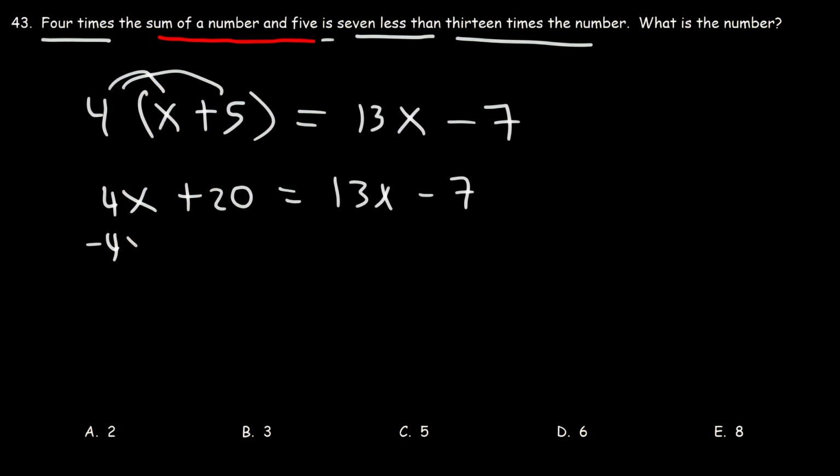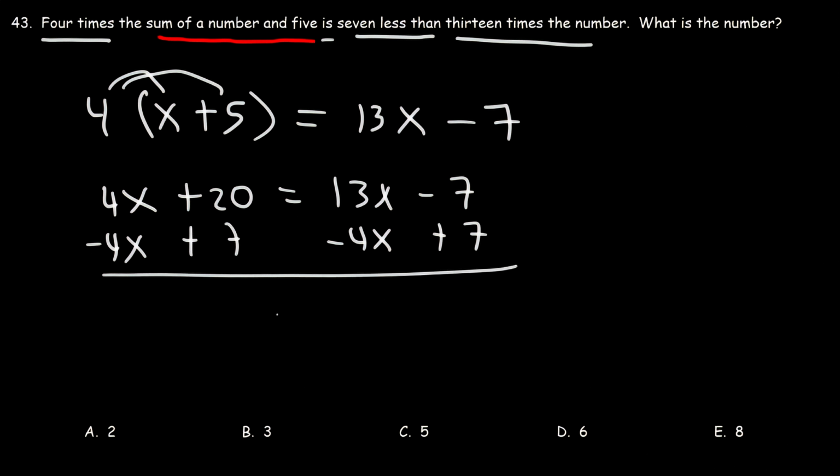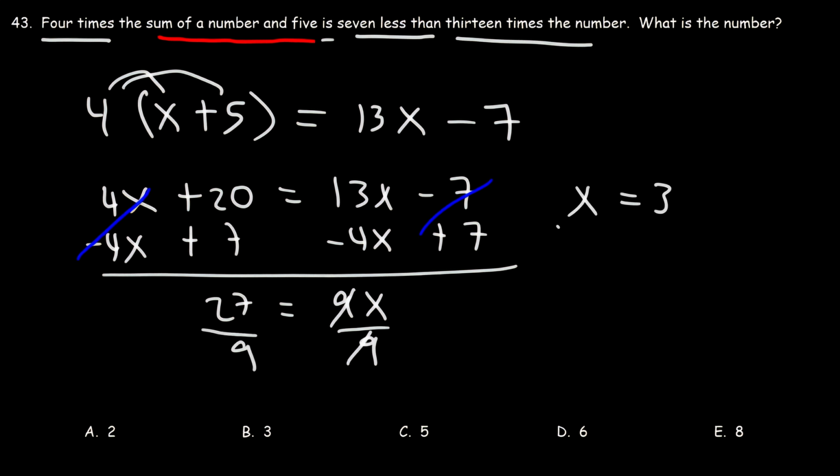Now, let's subtract both sides by 4x, and let's add 7 to both sides. So these two will cancel. 20 plus 7 is 27. 13 minus 4 is 9. Now let's divide both sides by 9. 27 divided by 9 is 3. So the number is equal to 3.